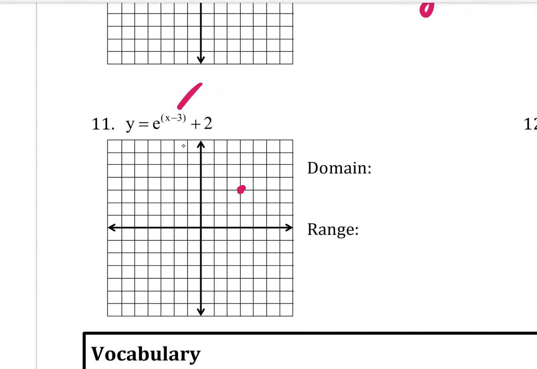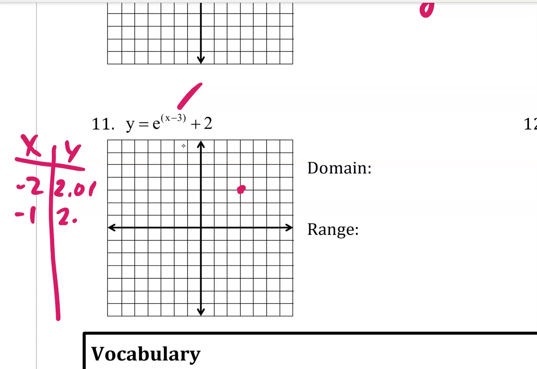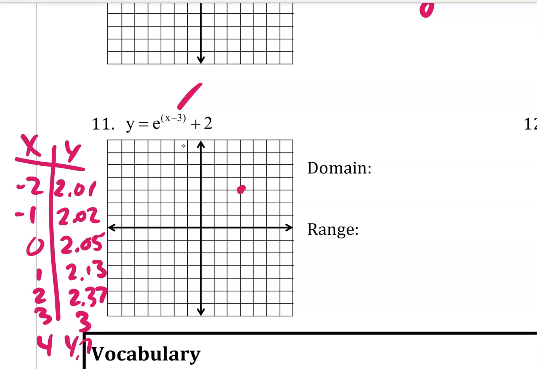The rest, let me go ahead and write out my table. I've already done this before I started the video. When x is negative 2, y is 2.01. When x is negative 1, 2.02. When x is 0, 2.05. When x is 1, 2.13. When x is 2, 2.37. When x is 3, as we just said, 3. When x is 4, it looks like I have 4.7. So what's really happening? We have now shifted our function right 3 and up 2.